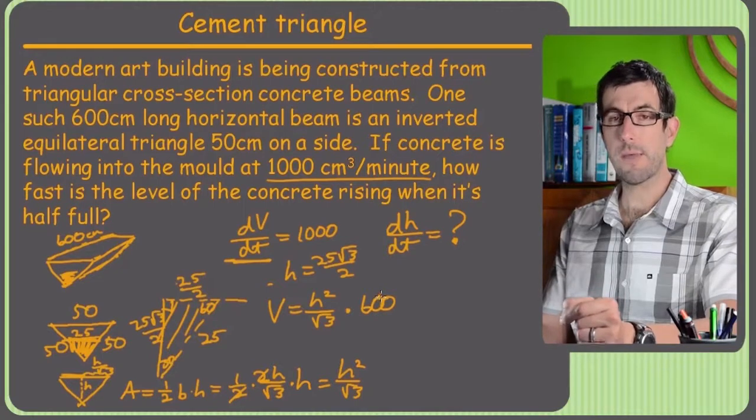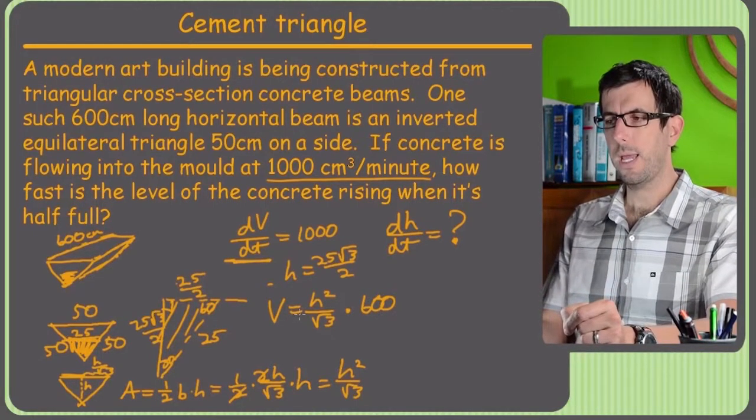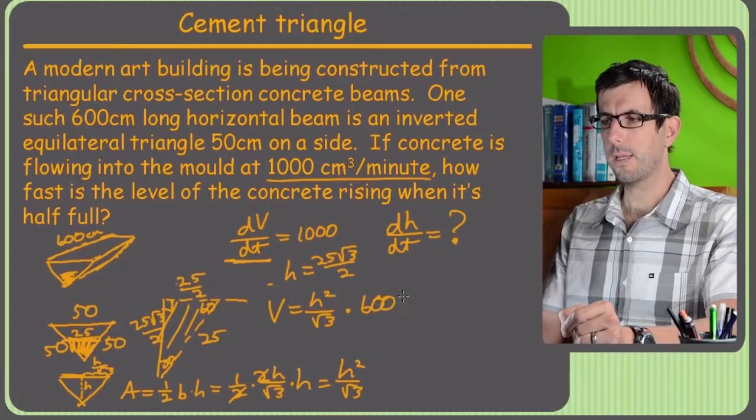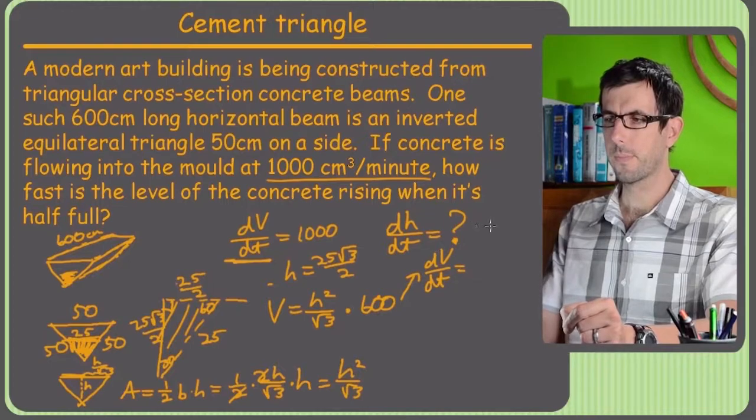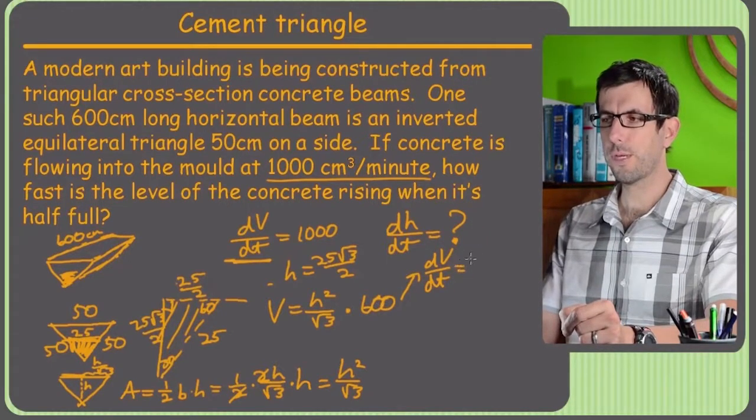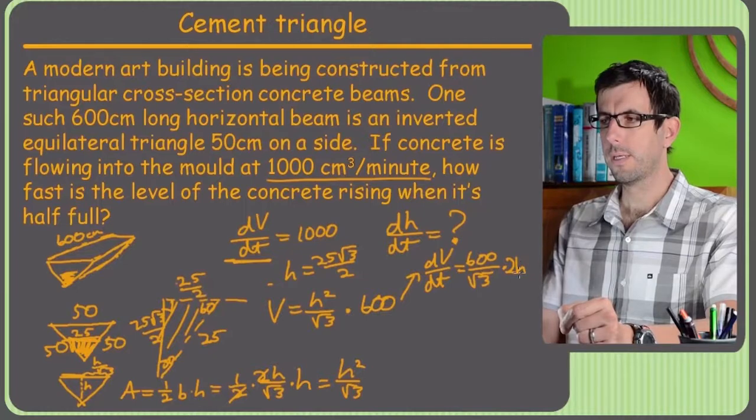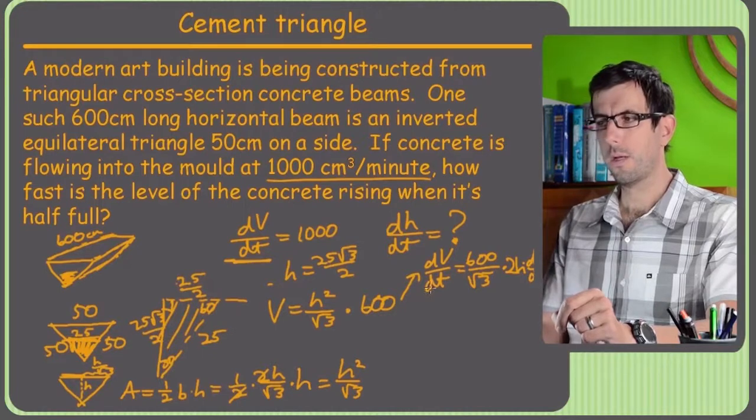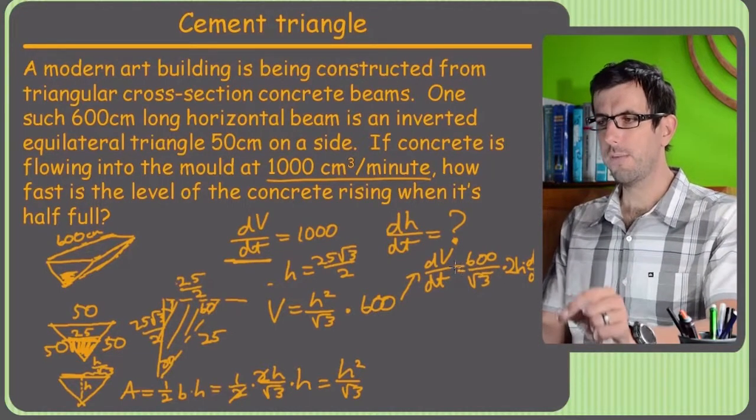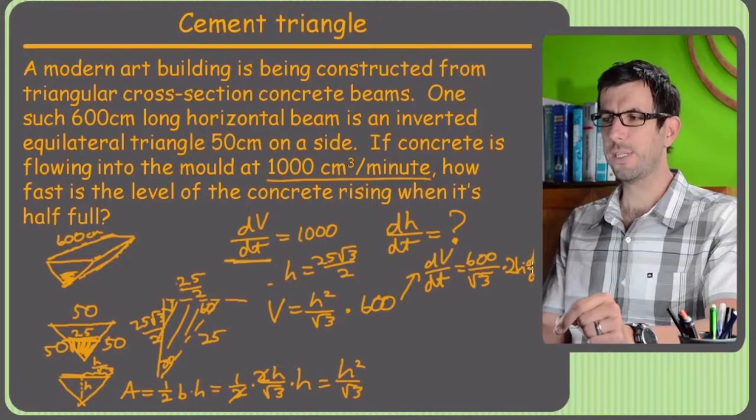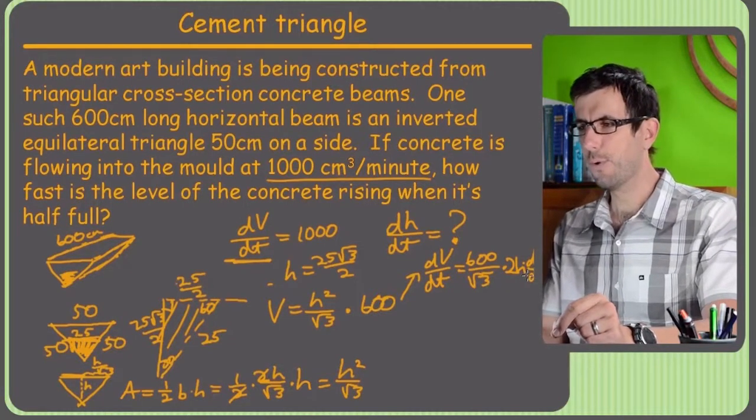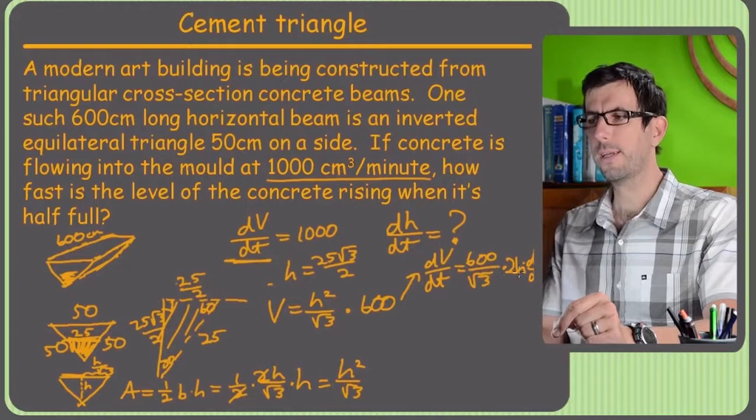At this point it looks like I've got something I could take the derivative of, and it's a pretty easy one. I get dV/dt equals, now the 600 over root 3 is just a constant, and then I multiply by 2H dH/dt. So dV/dt equals all that stuff, and they're asking for dH/dt. So I have to divide both sides by 600 over root 3 times 2H.